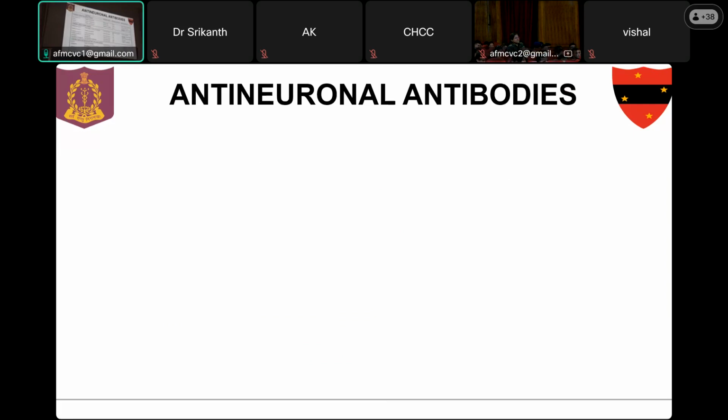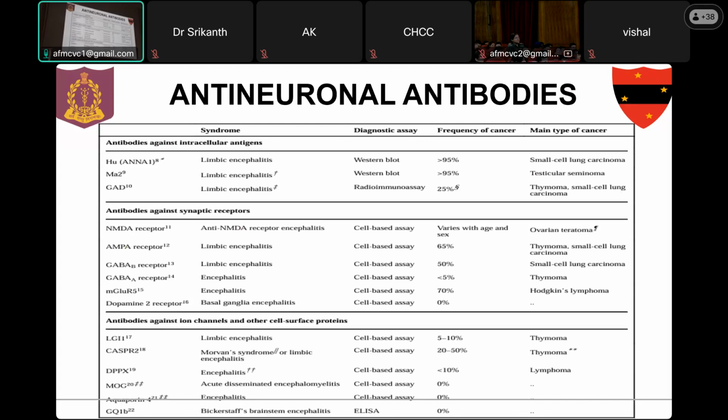So they can be divided into antibodies against intracellular antigens, antibodies against synaptic receptors, and antibodies against the channels and other cell surface proteins. The clinical implication is that the antibodies against the intracellular antigens are generally seen in paraneoplastic syndromes. They don't respond very well to the treatment. The antibodies against synaptic receptors and ion channels may or may not be associated with an underlying malignancy, and they respond well to IVIG or steroids or to higher immunosuppression.